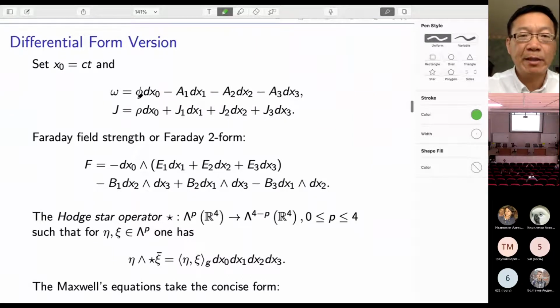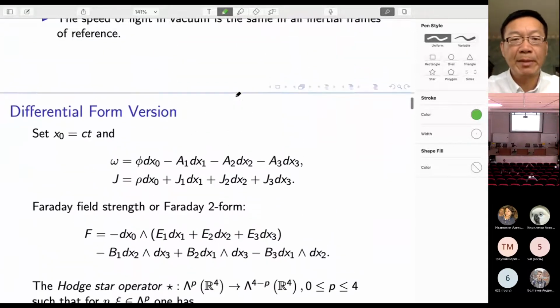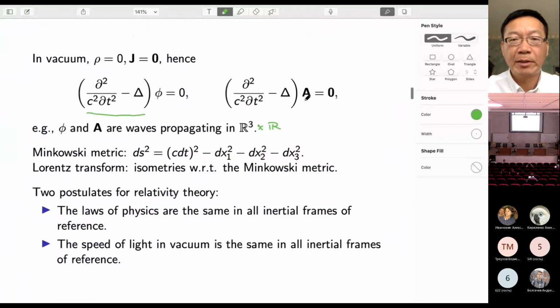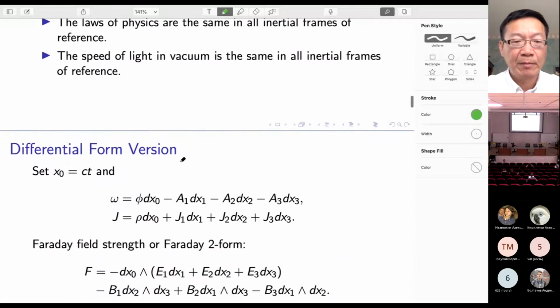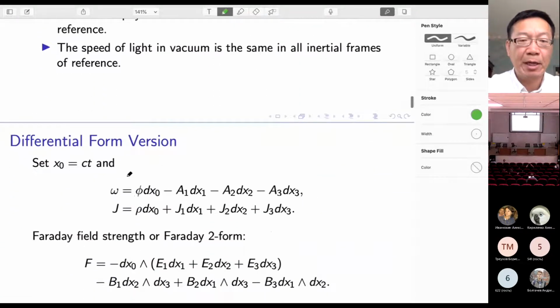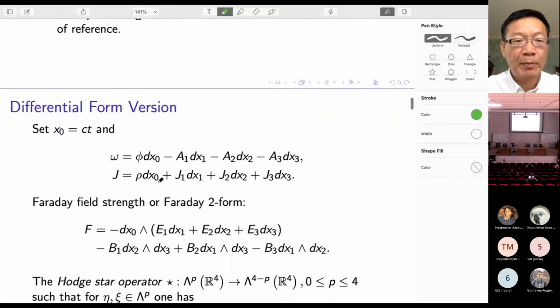So the phi is the scalar potential, and the A1, A2, A3 are the vector potentials that we just mentioned here, and the phi is here. And then J is the current potential. So we put them into one form. So all of them are one forms, which are denoted by lambda 1 over R4.